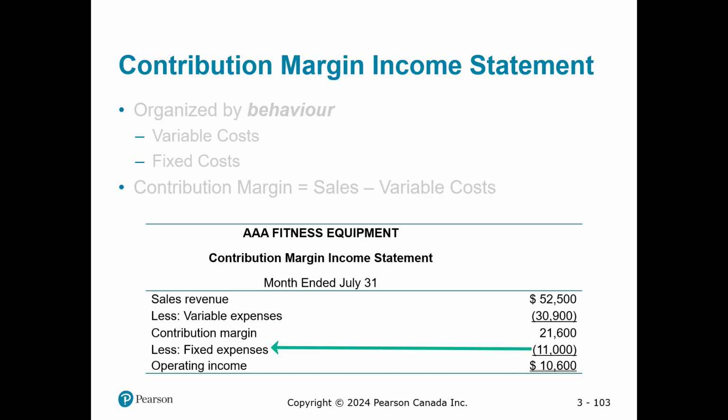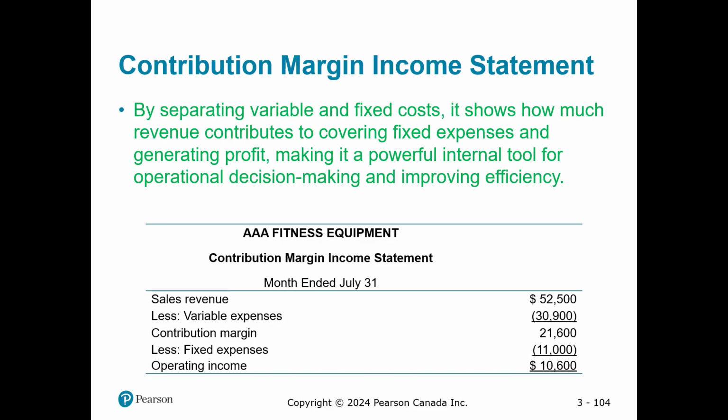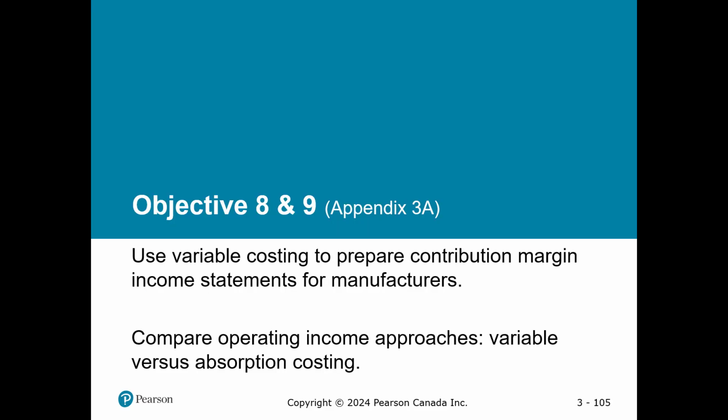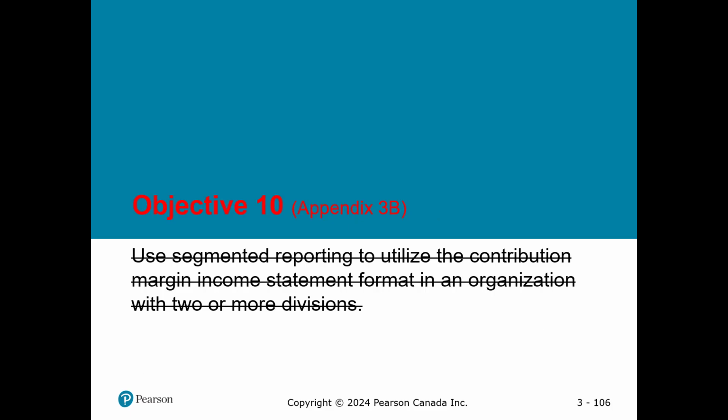And then all the fixed expenses, both product and period, are grouped together. By separating variable and fixed costs, it shows how much revenue contributes to covering fixed expenses and generating profit. It's a really powerful tool for decision making. We know that learning objectives 8 and 9 we're covering in a future class all by themselves, because it's a pretty big concept, so I want to be able to cover it in detail. Learning objective 10 we are not covering in this course.